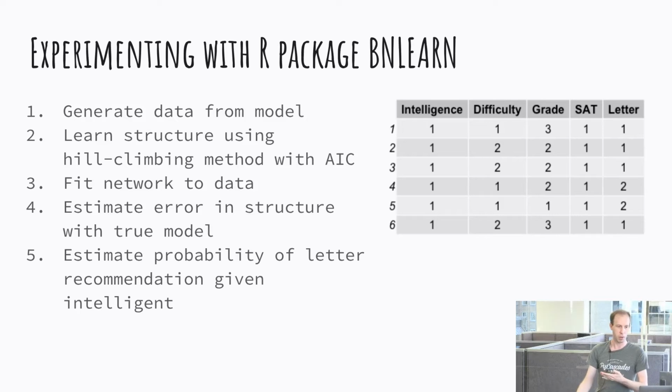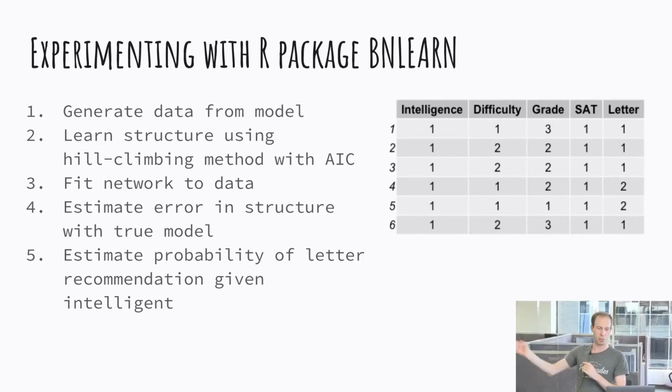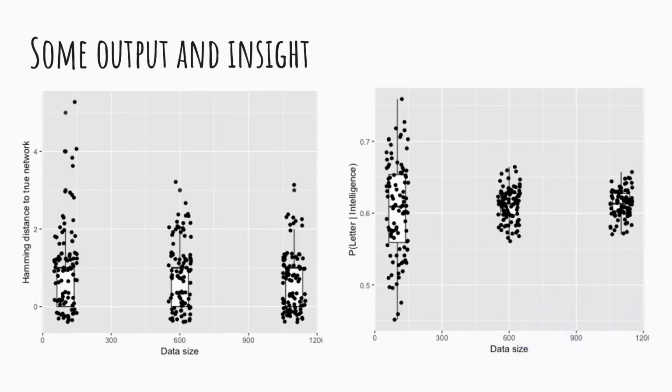And so I wanted to experiment with this, so I used this R package called bnlearn, which seems to do a pretty good job. I generated some data from this model that I presented on the last slide, and then I learned the structure using a hill climbing method with AIC score. I fit the network to the data, and then I estimate the error in the structure, just looking at the Hamming distance, so how many links I have to change in order to get the true network, and then estimate the probability of, say, getting a good letter of recommendation given the student's intelligence.